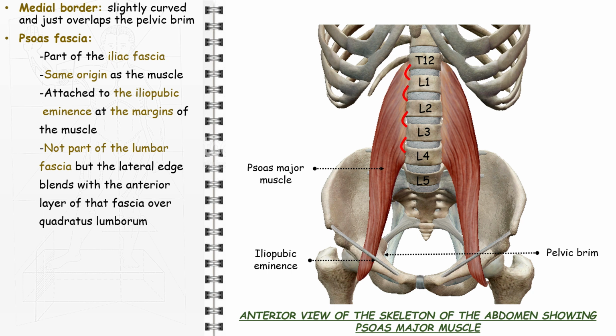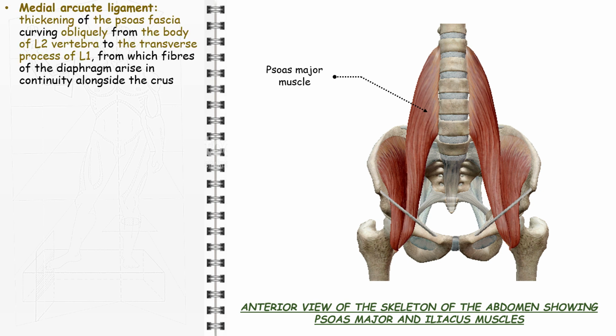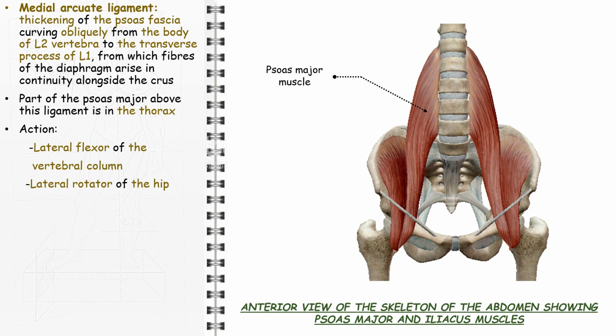over quadratus lumborum. The medial arcuate ligament is a thickening of the psoas fascia, curving obliquely from the body of L2 vertebra to the transverse process of L1, from which fibers of the diaphragm arise in continuity alongside the crus. The part of the psoas major above this ligament is in the thorax. The psoas major muscle is lateral flexor of the vertebral column and lateral rotator of the hip. The simultaneous action of the two psoas major produces flexion of the trunk.